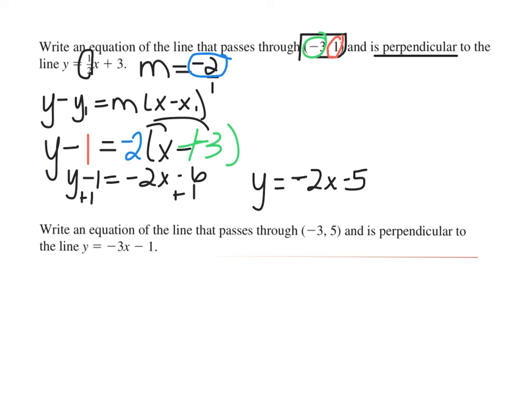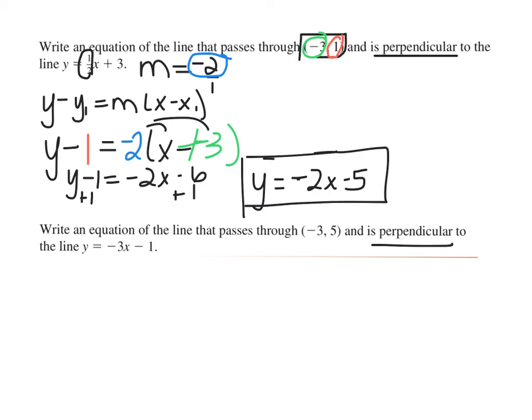So again, verify that your slopes are opposite reciprocals, and they are. And so y equals negative 2x minus 5 would be perpendicular to the line y equals 1/2 x plus 3, and it passes through the point negative 3, 1. So again, pause my video right now, give the second one a try, and see if you get the same answer as I do. Okay, so you tried it yourself.